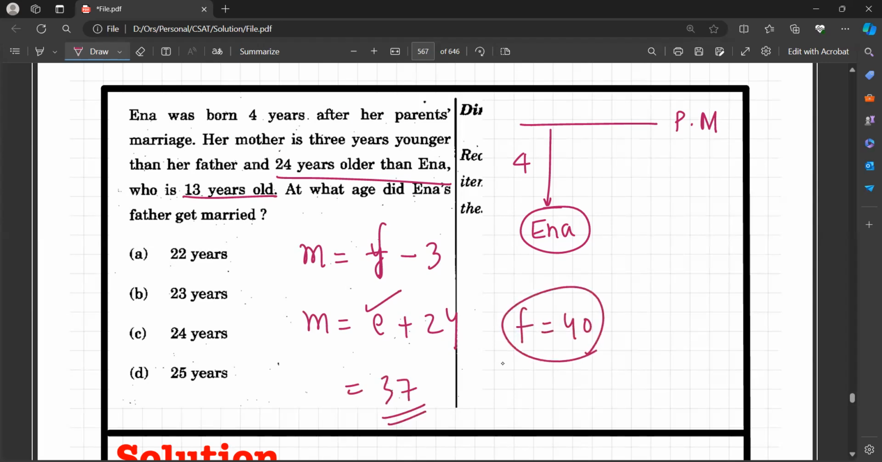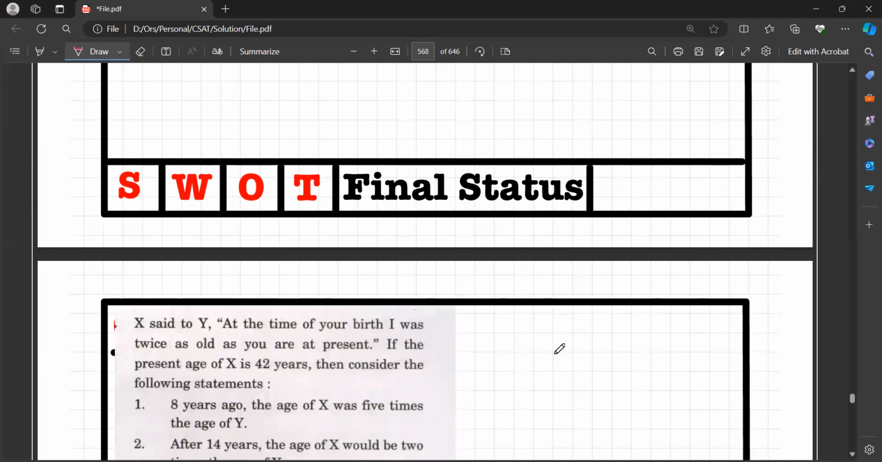If father's age becomes 40, at what age did Ina's father get married? Ina's father is 40 now. Minus Ina's age, that is 13. Ina was born 4 years later, so minus that as well, minus 4. So 40 minus 17, that will be 23 years. Got it? Easy question. Let us proceed to the next problem.